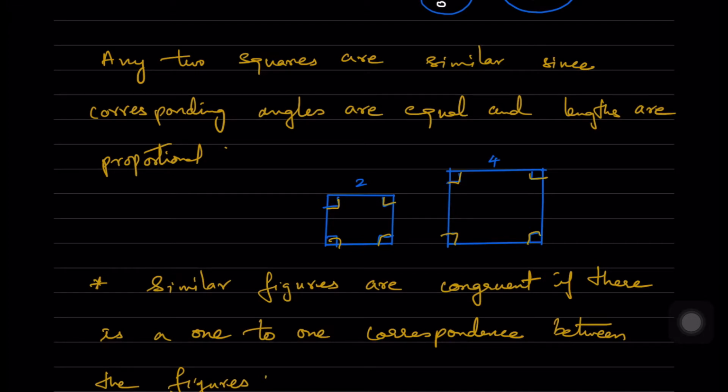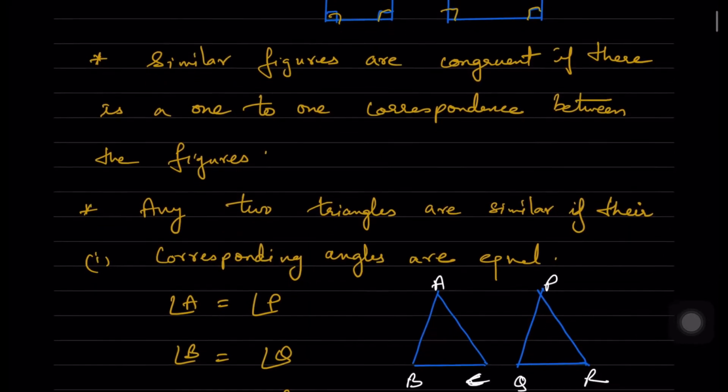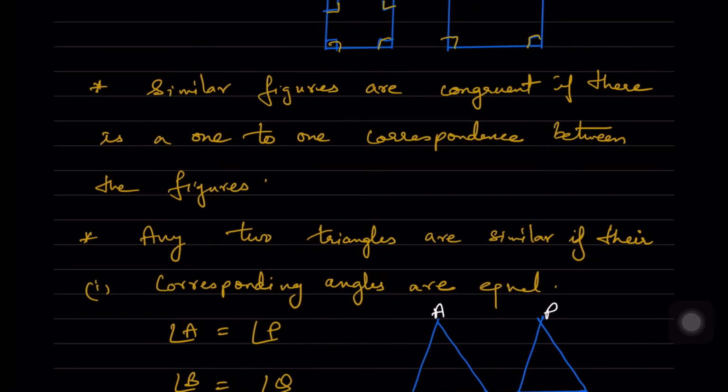That is, if you take one square with side 2, all the sides are equal, so all these lengths will be 2 units. Now if we take one more square of 4 units, you can tell that they are in the same proportion. All the lengths of the sides of a square are in equal proportion. Now next, similar figures are congruent if there is a one-to-one correspondence between the figures. So what is this one-to-one correspondence?